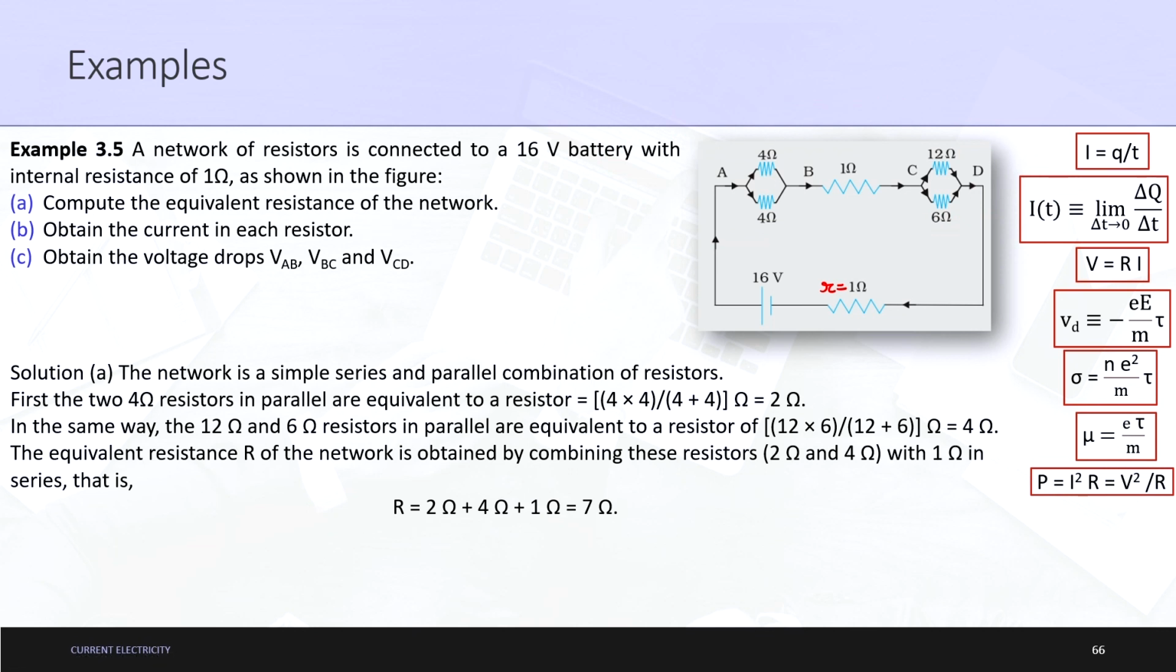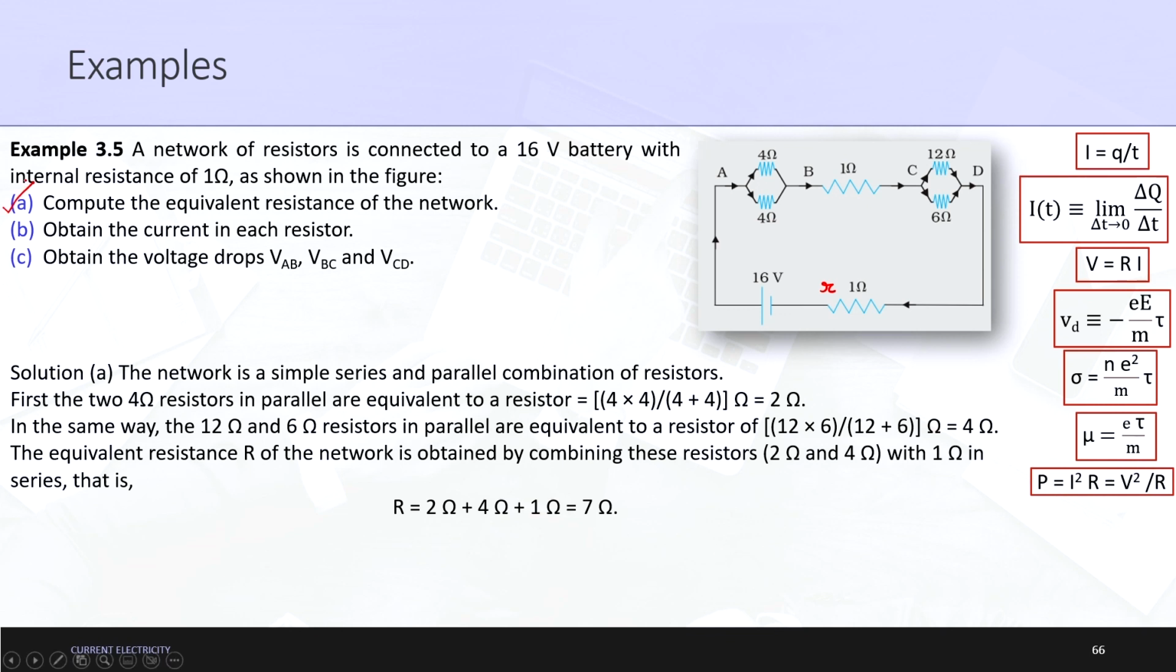The network is a simple series and parallel combination of resistors. The first two 4 ohm resistors are in parallel and are equivalent to a resistor of 2 ohms. In the same way, the 12 ohm and 6 ohm resistors are in parallel and equivalent to a resistor of 4 ohms. So this thing has also been explained. Finally, the equivalent resistance capital R of the network is obtained by combining these two resistors with 1 ohm. So it is 2 plus 4 plus 1, which is equal to 7 ohms. So finally the answer for the first question is obtained: the equivalent resistance of the network is 7 ohms. Okay. So this thing has been done.